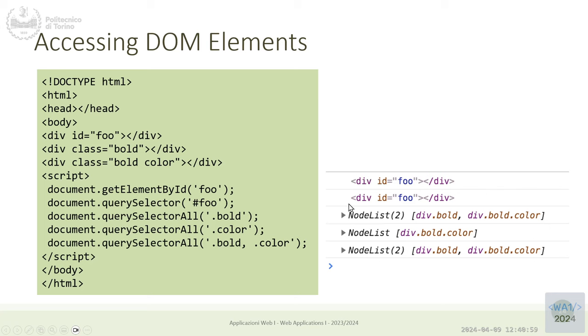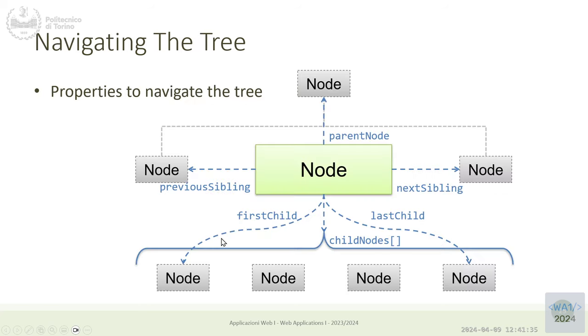And of course, we can also use the query selector if we are familiar with the CSS syntax. So in this case, we are selecting all the elements with class bold, or the element with ID foo. The hash sign in CSS stands for ID selection, so the first two are equivalent, and so on. So every CSS query can be used. If you want to find something in a complex way, probably querySelectorAll is the best syntax, because of the power of the CSS query syntax.